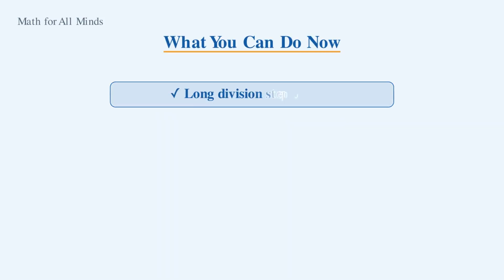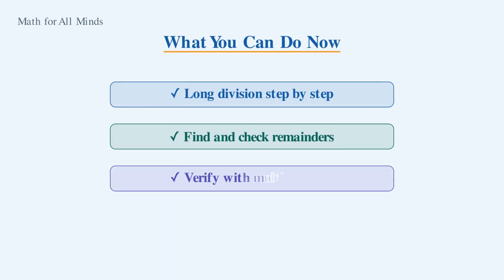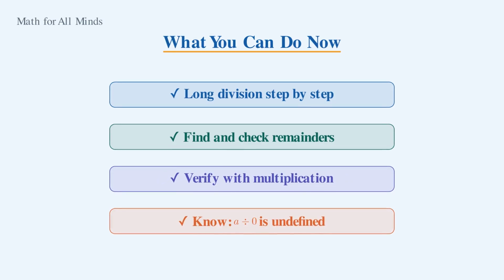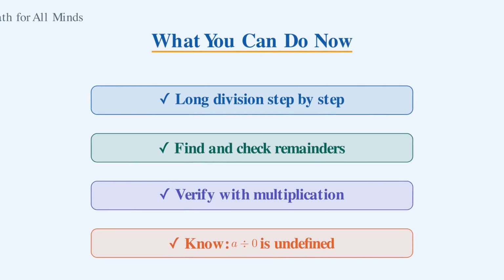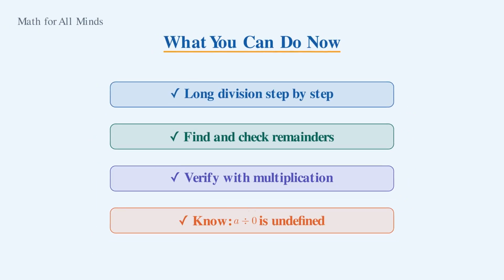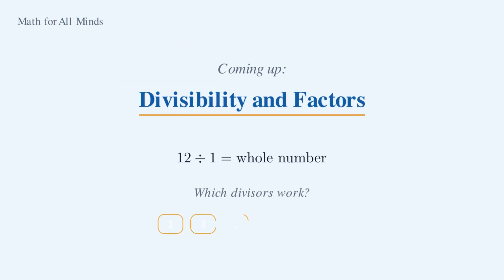So here's what you can do now. You can divide any whole number using long division, handle remainders, check your work by multiplying, and you know that dividing by 0 is something the math simply won't allow. Next time, what if dividing a number leaves no remainder for some divisors, but always leaves one for others? And what does that secret tell us about the number itself?